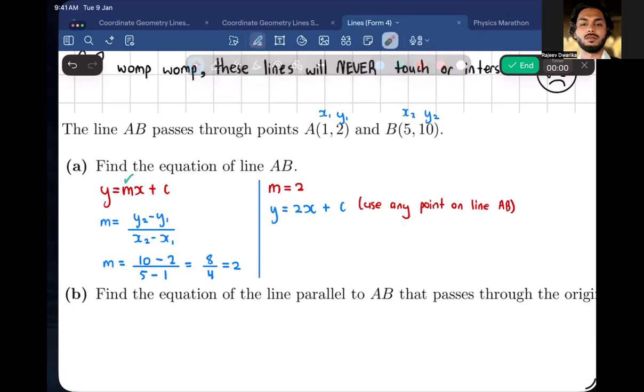Now, I would not be able to use any one of these to find the perpendicular bisector because the perpendicular bisector would not pass through those points. However, line AB passes through both of those points. So pick one.